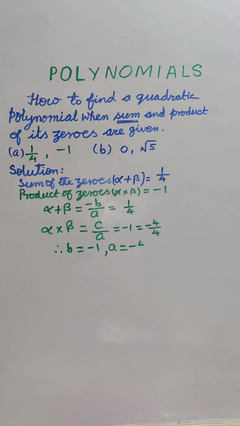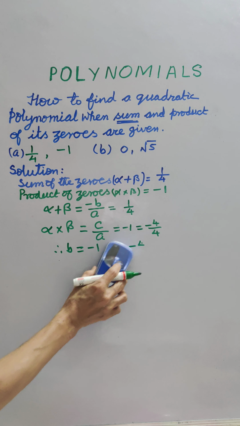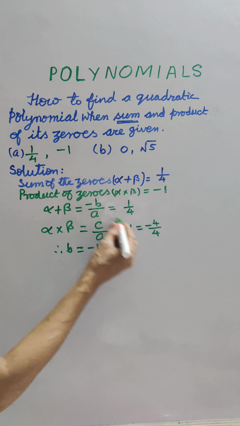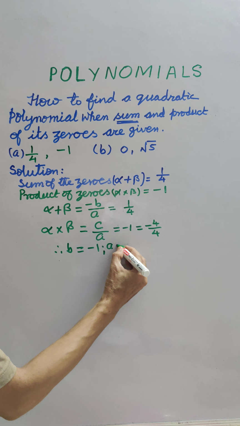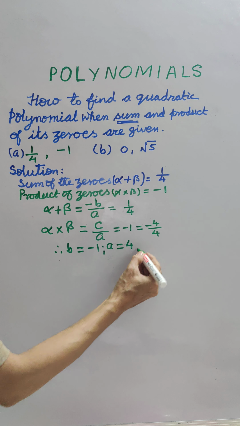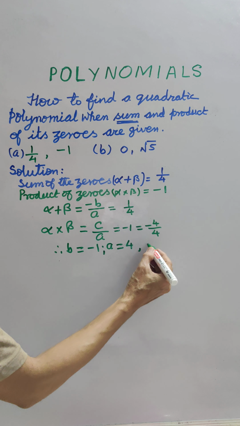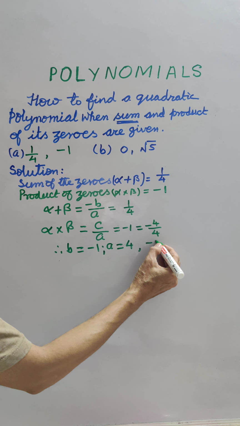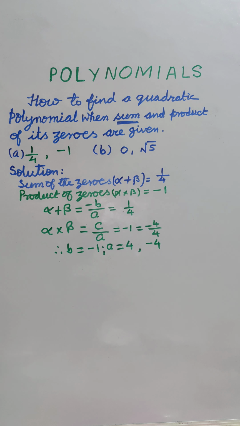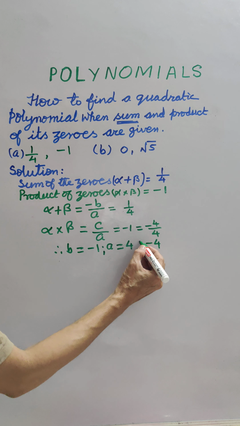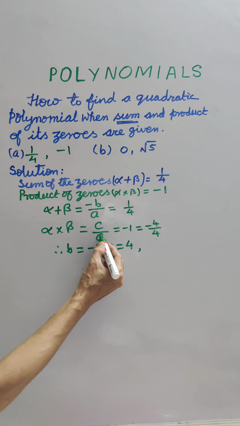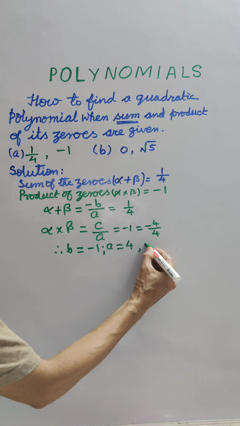Sorry, b is equal to minus 1 and a is equal to 4. And c is equal to minus 1 or minus 4. C is equal to minus 4. Since a is equal to 4, c is equal to minus 4.